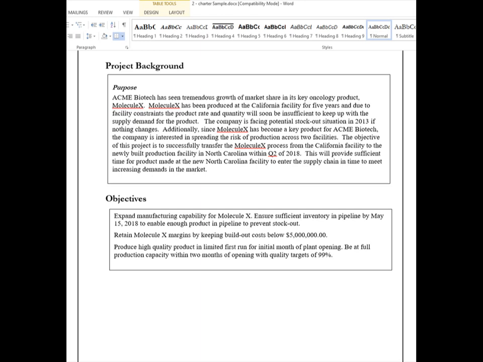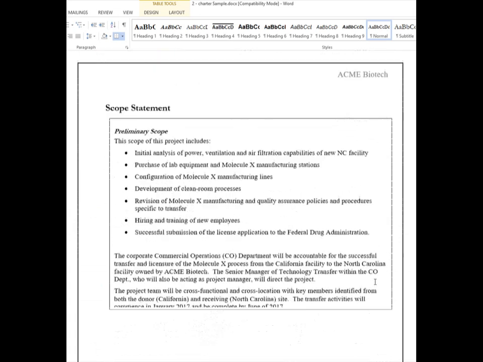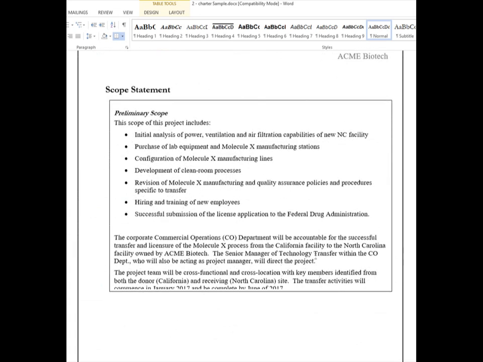Objectives should be SMART: specific, measurable, achievable, realistic, time-based. I think that's all of them. And so my objectives here are to expand the capability, retain our profit margins, and produce a high-quality product. I'm not talking about deliverables. I'm not talking about what I'm producing. I'm talking about the return on investment being a bit more high level. We will talk about deliverables in subsequent pages.